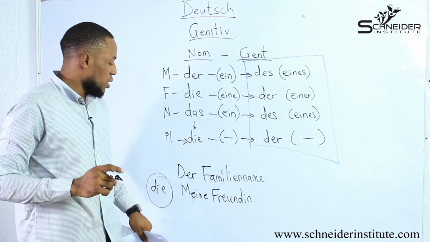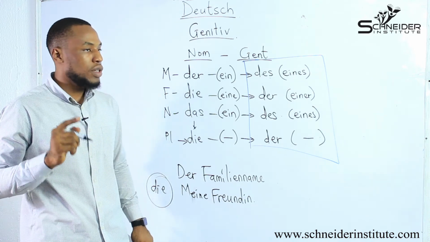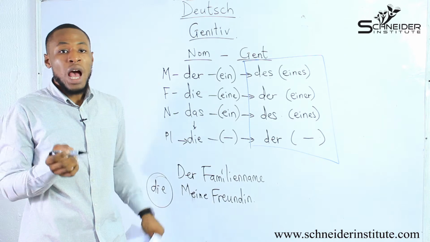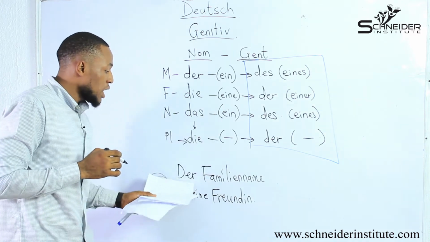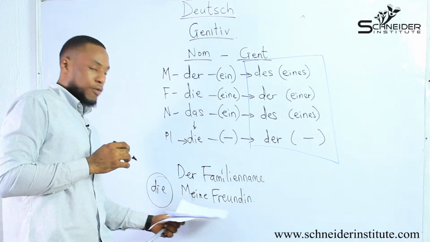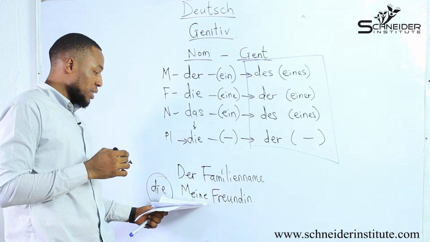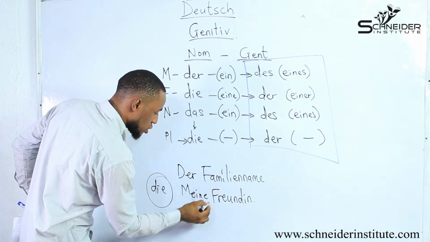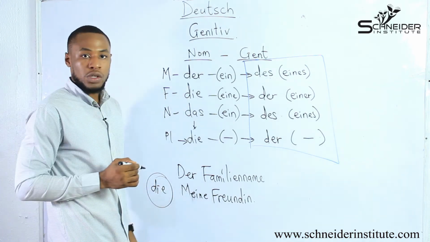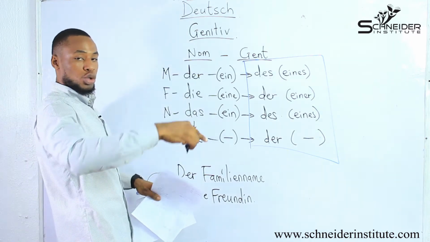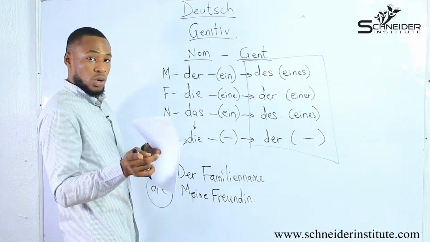Now, I want to say, my girlfriend's family name is Paul. So how do I write this in German? I'll simply say, der Familienname meiner Freundin. Obviously, you know why I'm saying meiner Freundin, because this is taking the genitive form, right? Because we are simply saying that this name belongs to my girlfriend, which means indicating ownership.